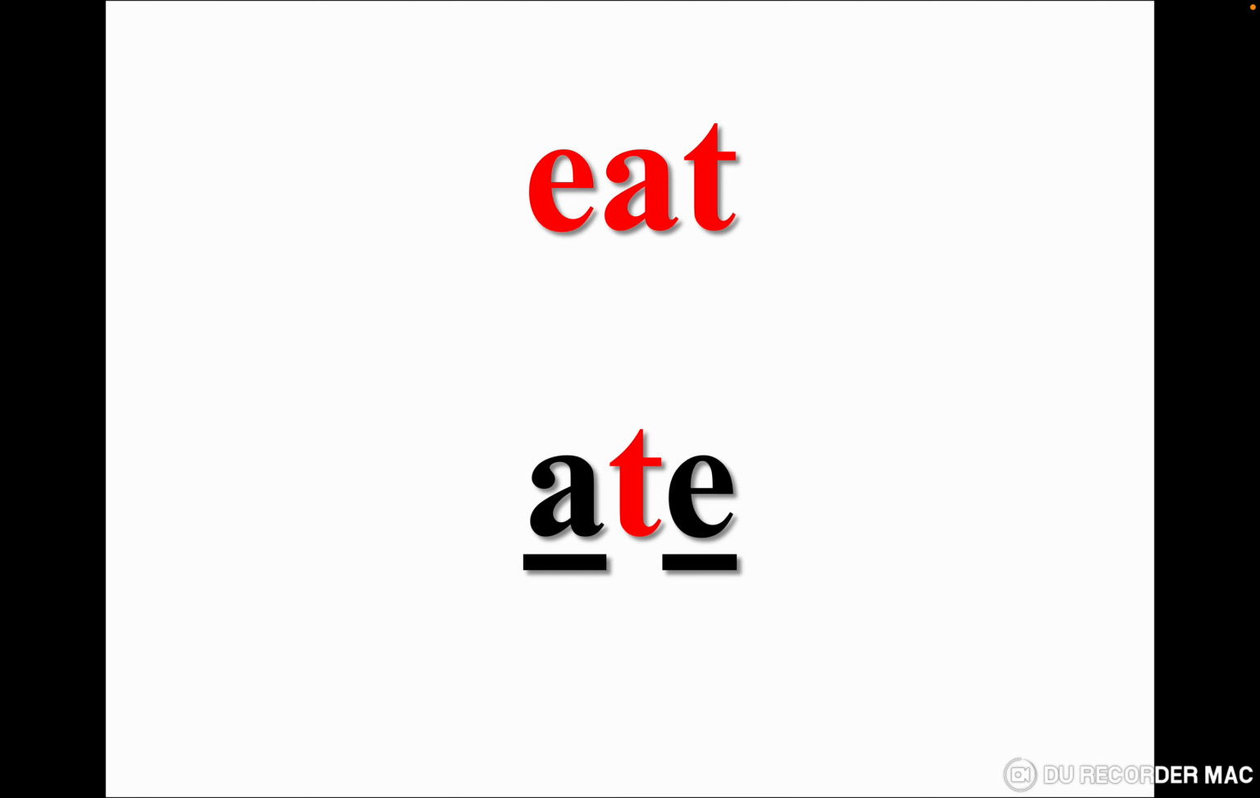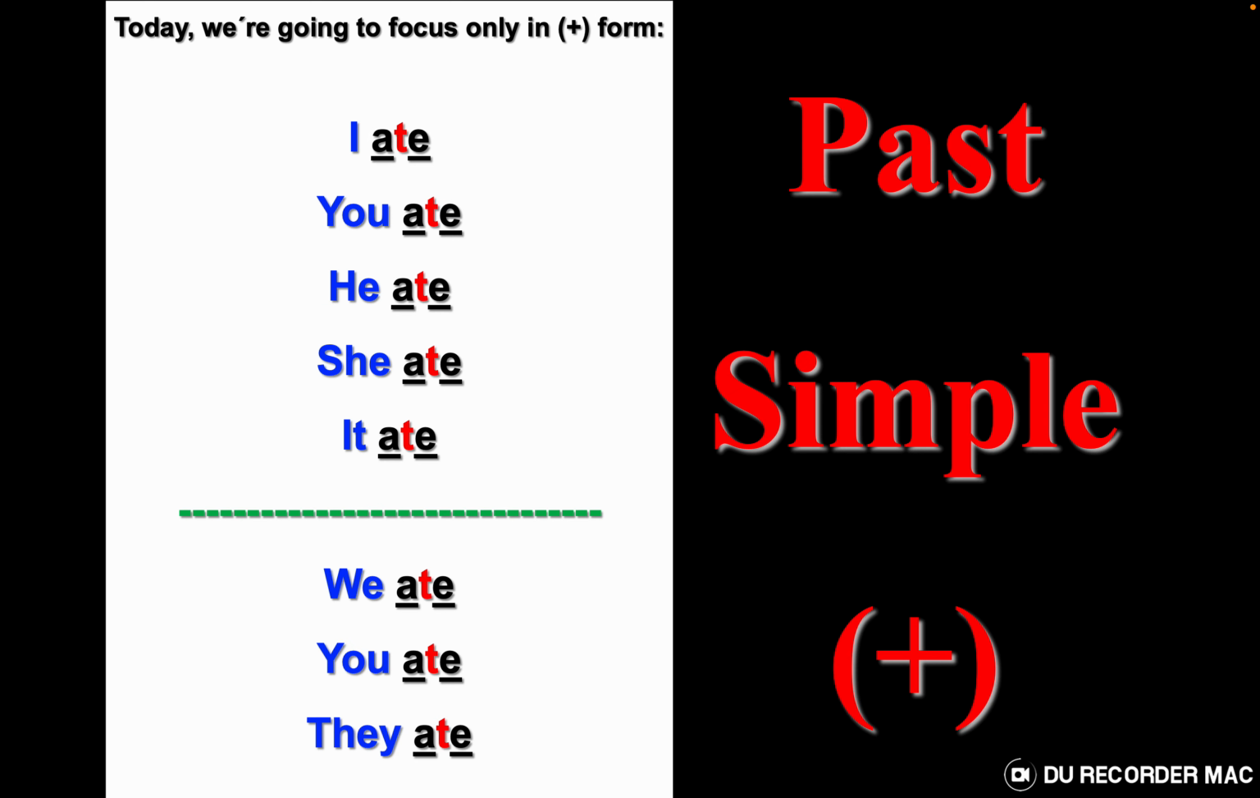Let's see ate with all pronouns. I ate. You ate. He ate. She ate. It ate. We ate. You ate. They ate. Let's go to the next verb.